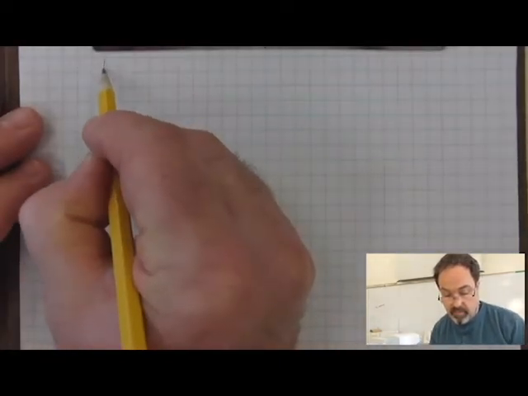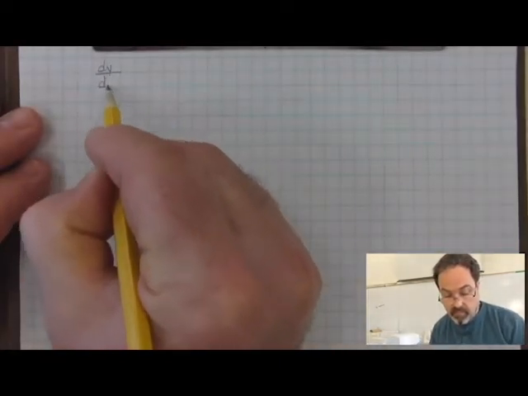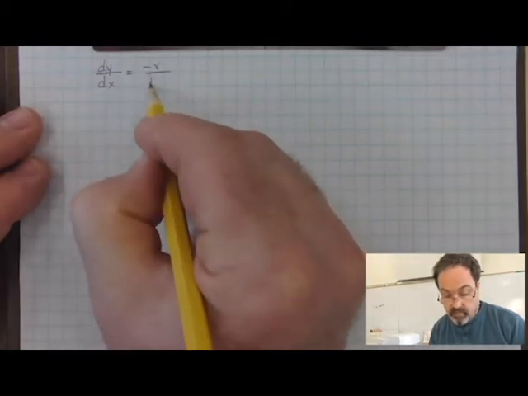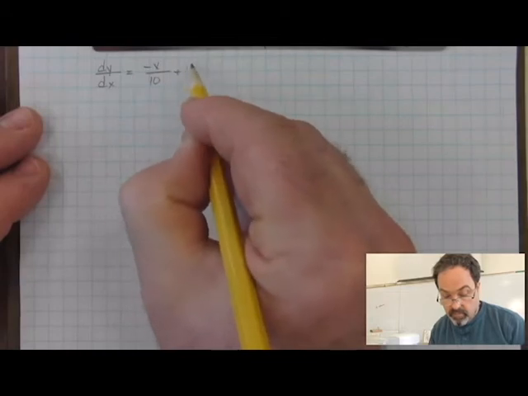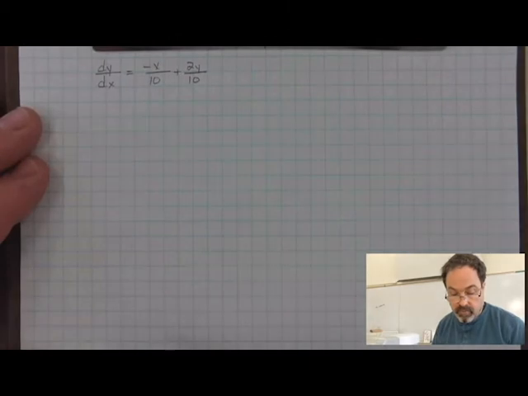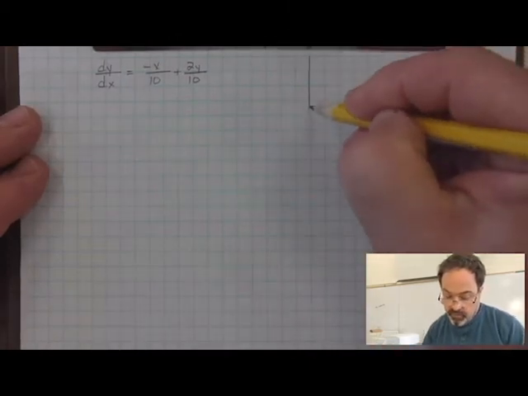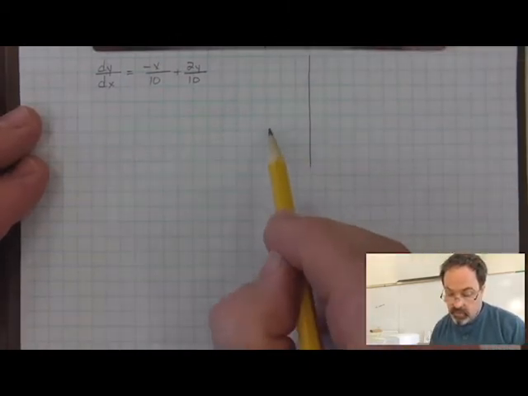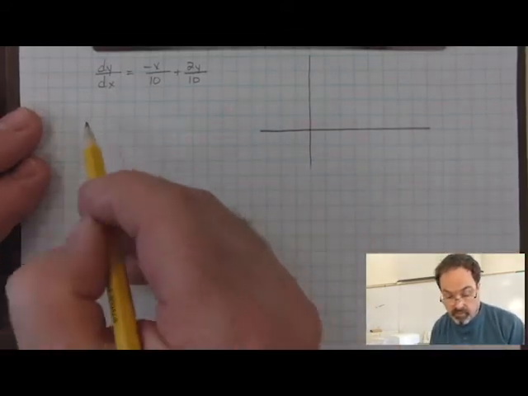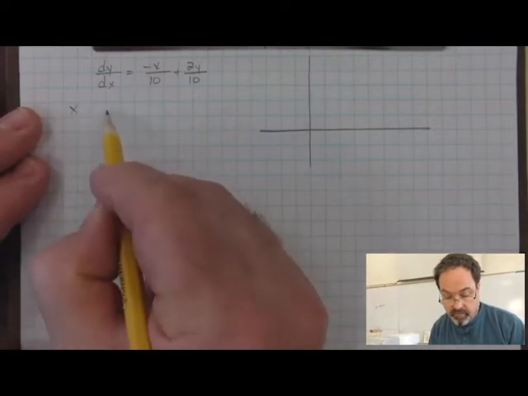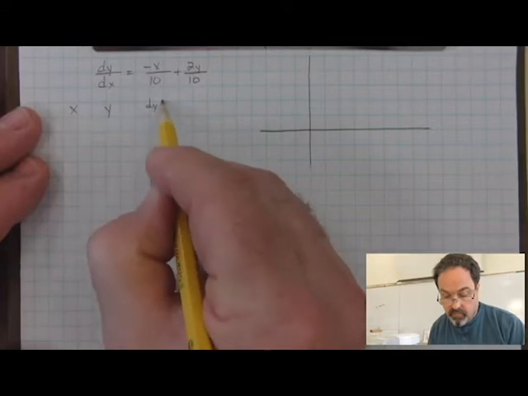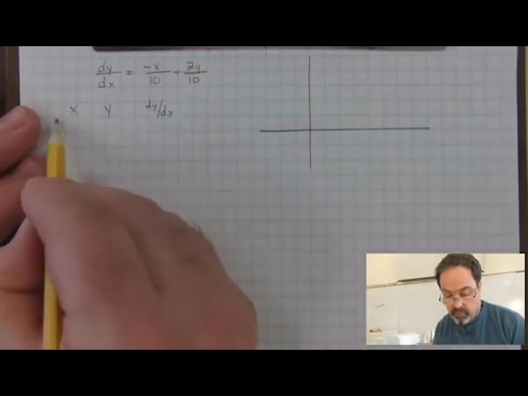First, let's take a look at a differential equation. dy over dx is equal to negative x over 10 plus 2y over 10. We're going to graph this differential, which will produce a slope field. We're going to do that by choosing values for x and values for y, and then using the equation to calculate the derivative at those locations.